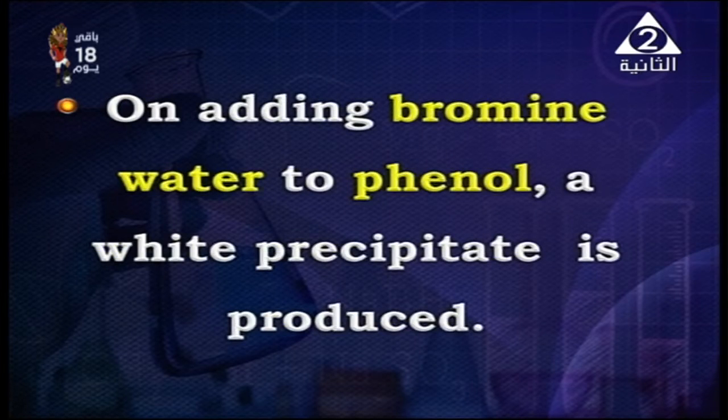Another method for detection of phenol is done by adding bromine water, which means bromine dissolved in carbon tetrachloride, to phenol. A white precipitate is produced due to the presence of phenol.